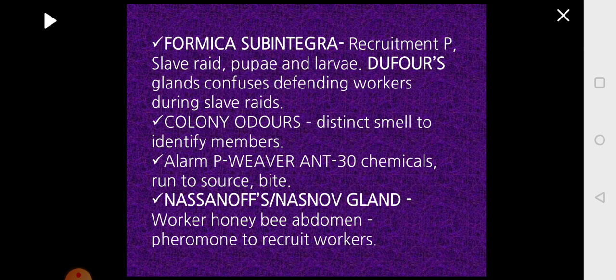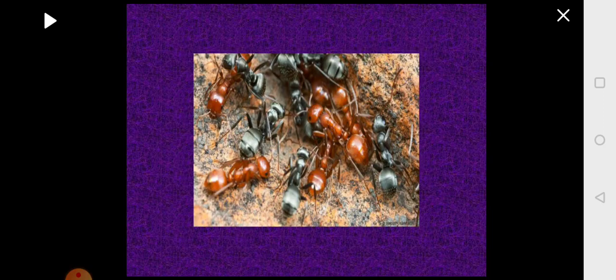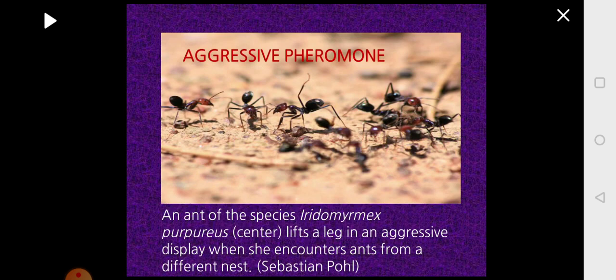Then you have another special gland called as Nasonov gland. This is found in the worker honeybee in the abdominal region and it secretes pheromone to recruit the workers. So this is a picture of the slave raid where they are trying to pick up the members of the colony to its own colony.